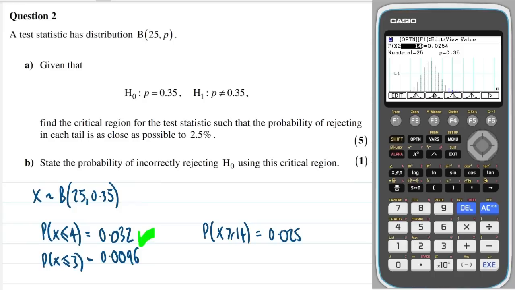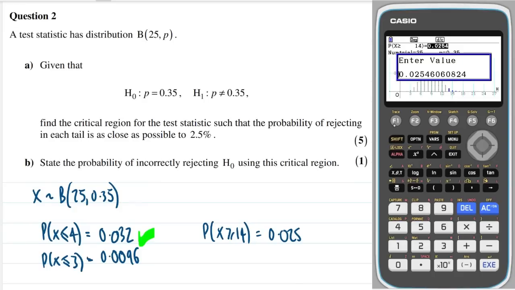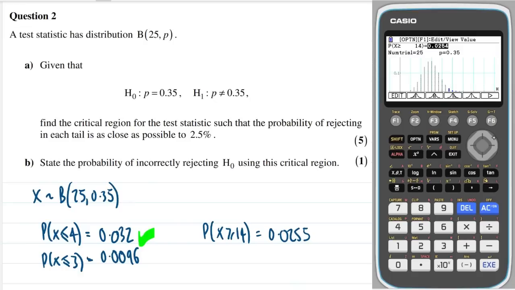Actually, we have to be a bit careful about truncating here, so let's just press edit. We can look here and you can see it's actually 0.0255. Okay, great. And then just for completeness, I will also try 15, even though I'm pretty sure that it can't possibly be closer than that. Yeah, 15 is 10 to the minus 3 again, but I'll write that down just to show that I have calculated either side.